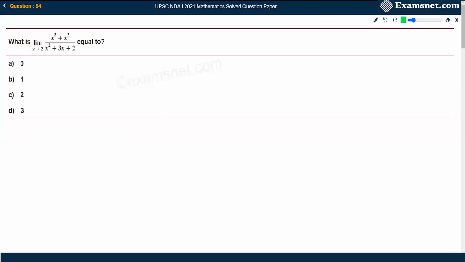In question number 94, it is given: what is the limit as x tends to 2 of (x cube plus x square) by (x square plus 3x plus 2) equal to?